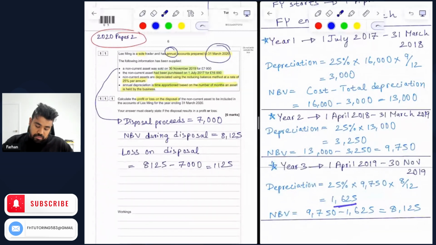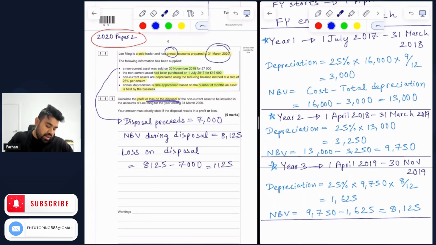After that, you want to find the net book value again. Always find the net book value whenever you're using the reducing balance method. And it's simple as taking the net book value from the previous financial year of £9,750 and then subtracting £1,625, which is the depreciation expense for year 3, and you should get a net book value of £8,125. Now, the question requires us to calculate the profit or loss on disposal.